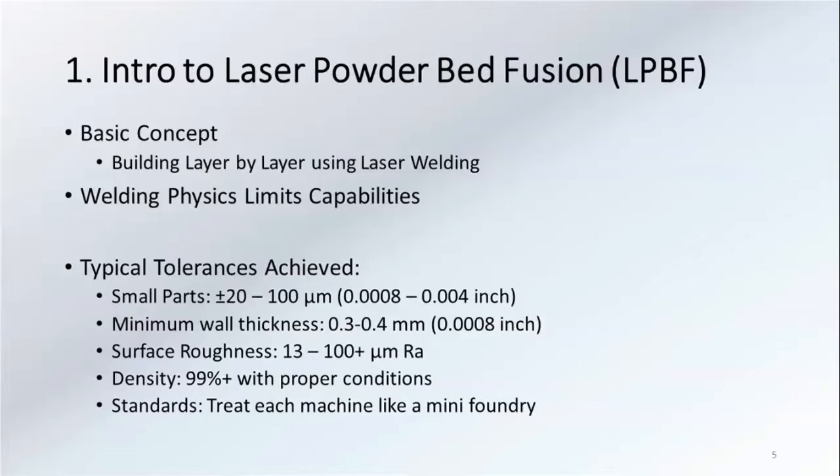Standards are still being developed for these machines. Typically, the focus is to treat each machine like a mini foundry. So you're going to treat it like you're using one type of metal or only a couple types of metal. You're certifying that powder on that machine, that you're getting good with those laser parameters and getting all those details worked out. There's a lot of things that affect this. Humidity: if you are out west in the desert in a dry climate, you typically don't have as many issues with humidity.